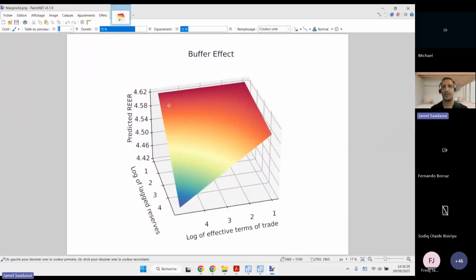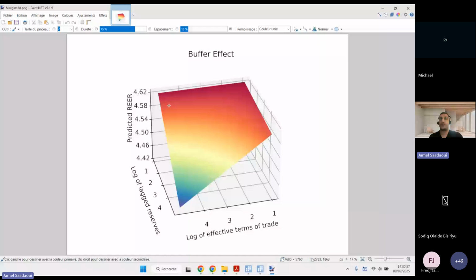So what does this picture mean? This picture means that if you are a central bank and you have a lot of reserves, in the face of a terms of trade shock, your exchange rate will appreciate less. What are the economic channels? You have two channels at least. First is direct intervention in the foreign exchange market. But of course, you need to see if the exchange rate intervention is convincing and effective. There is a lot of literature on that.